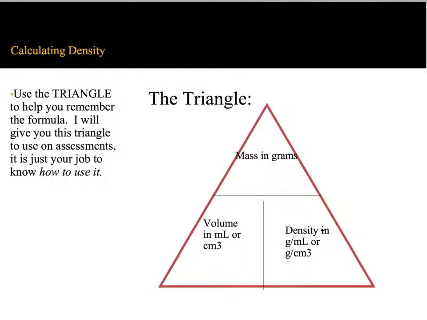A couple of things I want you to add to this. The way the triangle is set up, this would be mass divided by whatever is in the denominator. If it's on the same level in the triangle, it is multiplied. Okay, so just make sure you do add those two things.